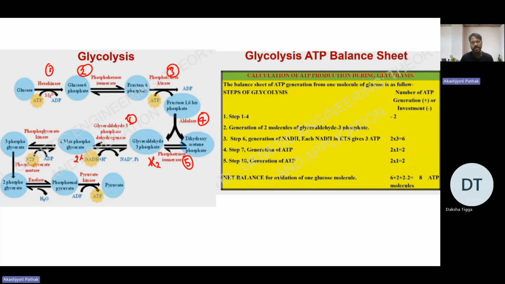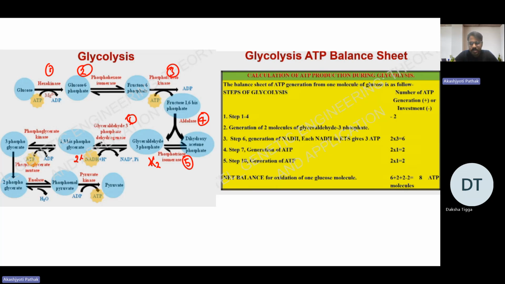All organisms, be it bacteria, be it yeast, be it any prokaryotic, any eukaryotic cell, all living organisms have this particular metabolic pathway taking place within them. So that is why it is a universal pathway, and it can take place in anaerobic condition, and glycolysis takes place in the cytoplasm. So these are some of the few important points.